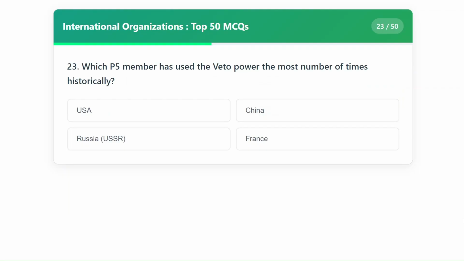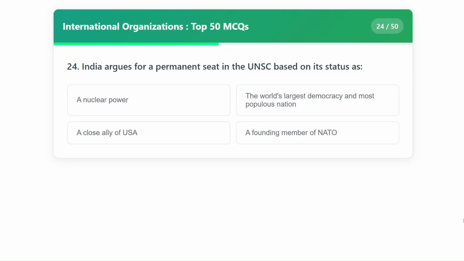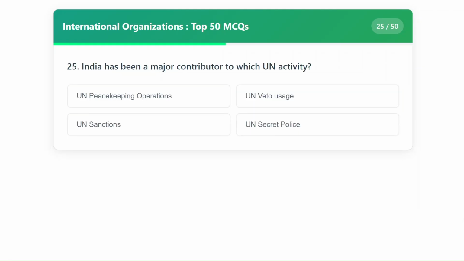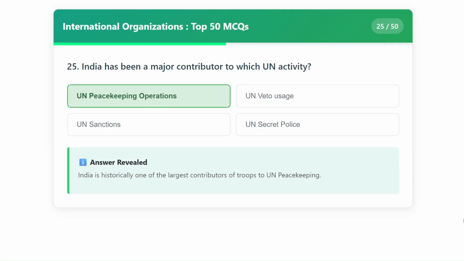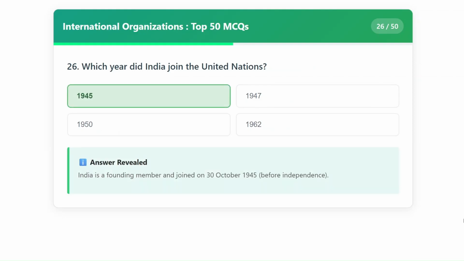Which P5 member has used the veto power the most number of times historically? Russia. India argues for a permanent seat in the UNSC based on its status as the world's largest democracy and most populous nation. India has been a major contributor to which UN activity? UN peacekeeping operations.